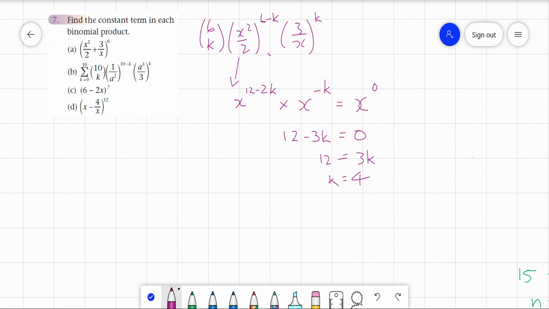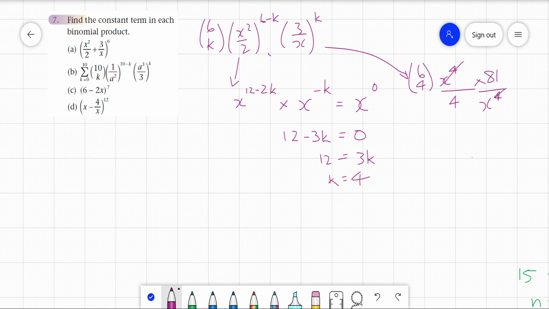Now if k equals 4, if we put that back in here, we've got 6 choose 4. We can actually keep the x in there and just check that it works. So we've got the x squared on the top to the power of 6 minus 4, which is 2. So x squared squared, so x to the 4. Now on the bottom you've got 2 squared, so that's just a 4. Okay, next one, 3 to the power of 4, 3 3s and 9 9s are 81, and on the bottom x to the power of 4.